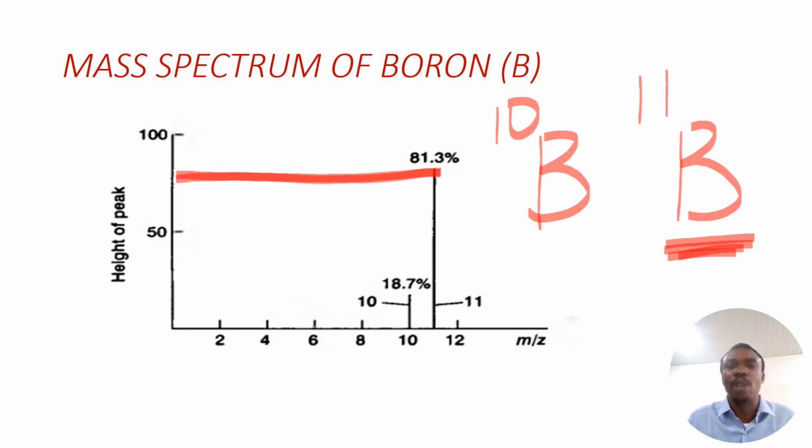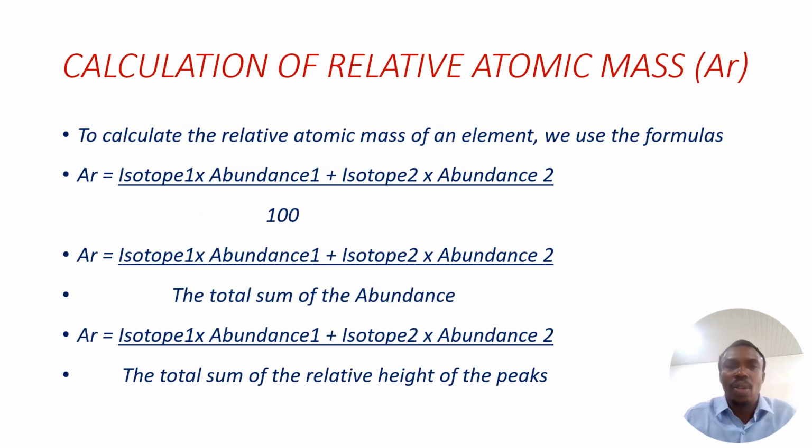So it is very, very important. Interpretation of the mass spectrum is very, very important. You can convert the height of the peak to percentage. Just do your normal ratio, convert it to percentage, and use it to calculate the relative atomic mass of the element. To calculate the relative atomic mass of an element, we use the formula, the isotope and the abundances from the mass spectrum.